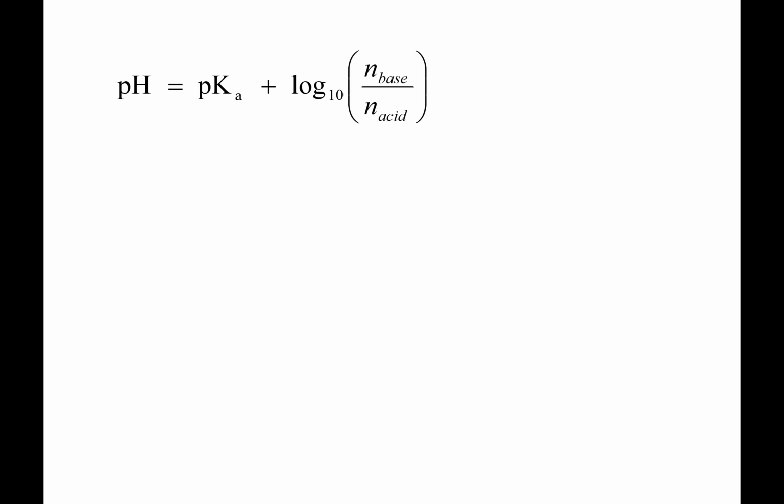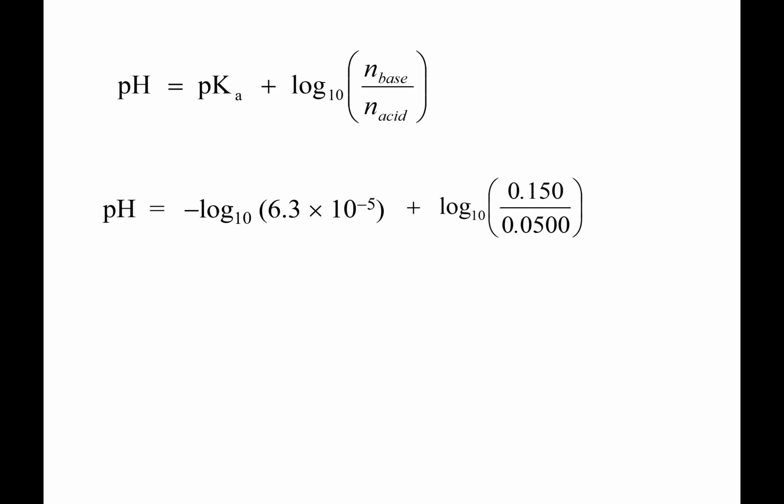Okay, so there's our Henderson-Hasselbalch equation. Substituting in looks like this, where you guys told me to get the pKa, we're going to take the negative log of the Ka. In my margin I would probably do pKa equals negative log of 6.3 times 10 to the minus fifth, and then plug that number in, just so you know how I work things. And then we add the log of the ratio of the base over the acid, so the log of the ratio of 0.150 divided by 0.0500.